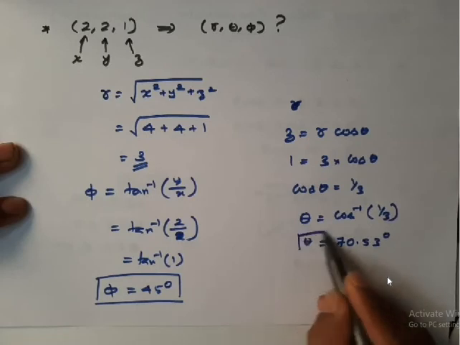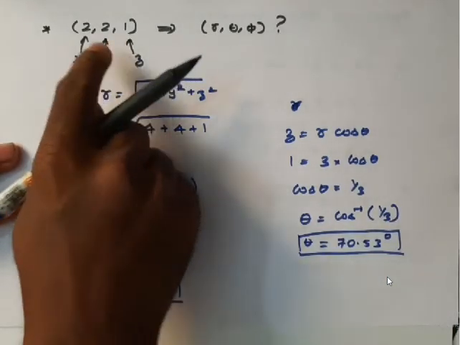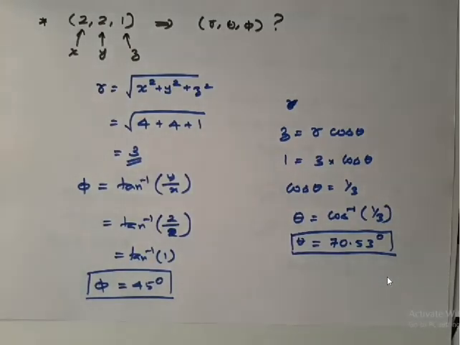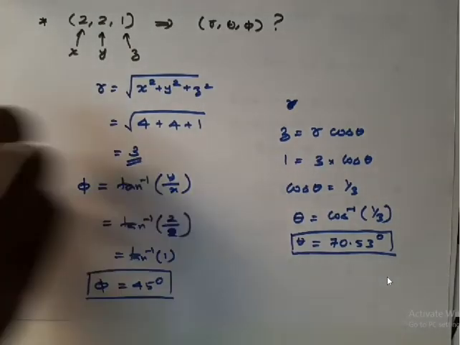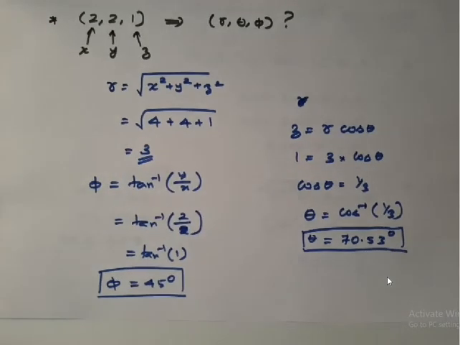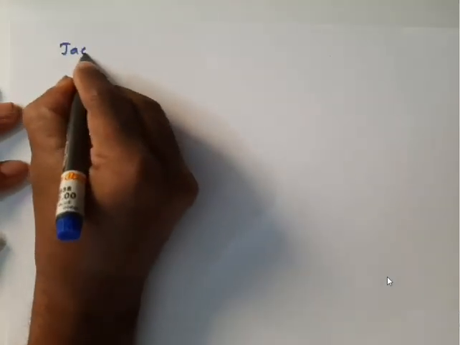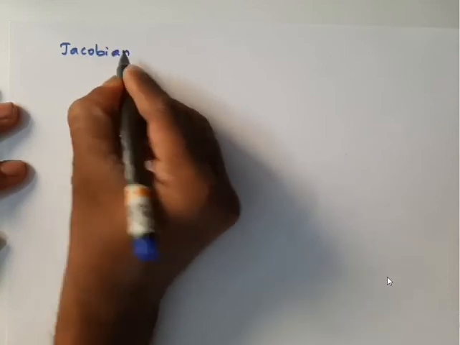So if a point is given in Cartesian coordinate, we can find the corresponding spherical polar coordinate of that point using these formulas. I hope you have understood this concept clearly. Now let me move on to the next one called the Jacobian, which is very, very important actually.